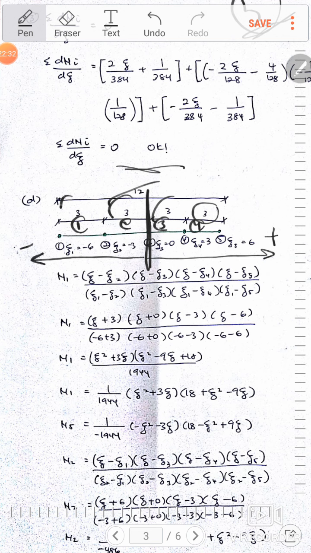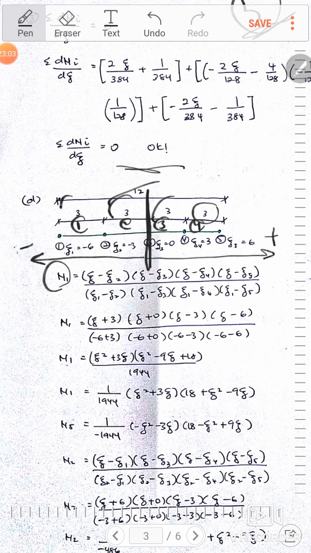Okay, so let's work on node number 1. Node number 1 starts with 2 because I'm working on node number 1. Zeta minus zeta 2 times zeta minus zeta 3 times zeta minus zeta 4 and times zeta minus zeta 5. I have 5 nodes here in this element. Okay, so be careful.